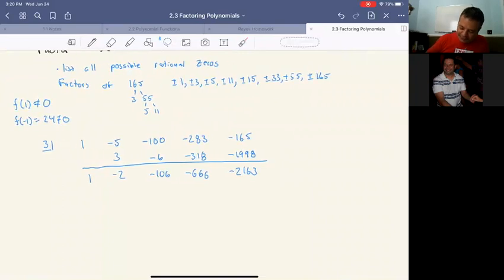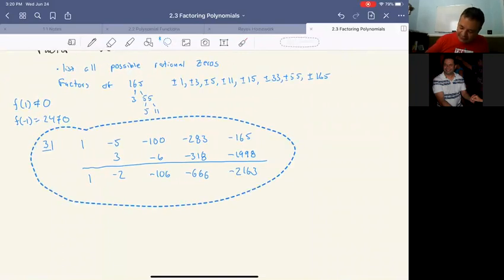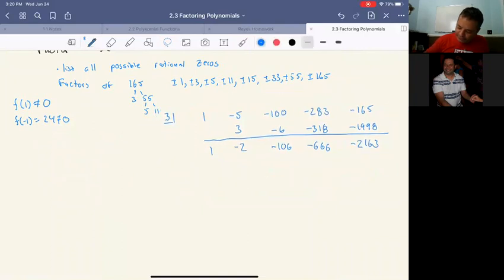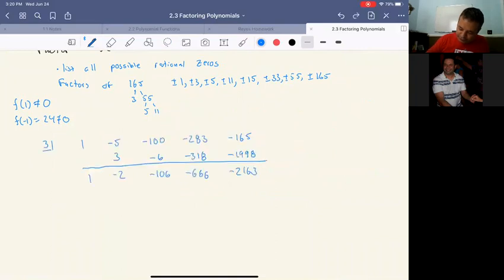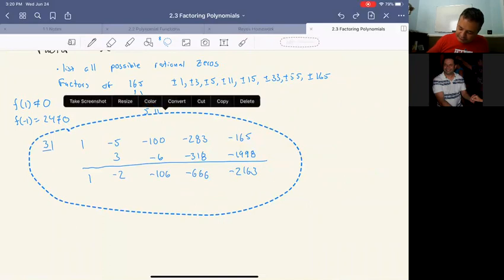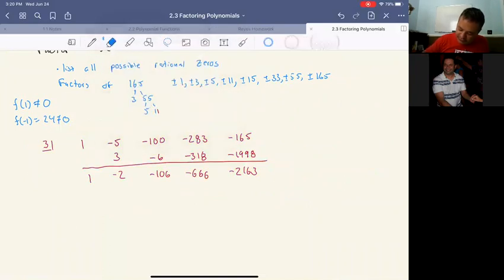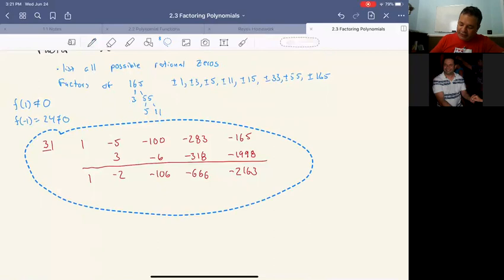Let's put it in red over here. Good. Let's try that again. Put that in red. Oh, I didn't mean to move that one. Okay, all right. So 3 is out. Well, we're going to try negative 3.